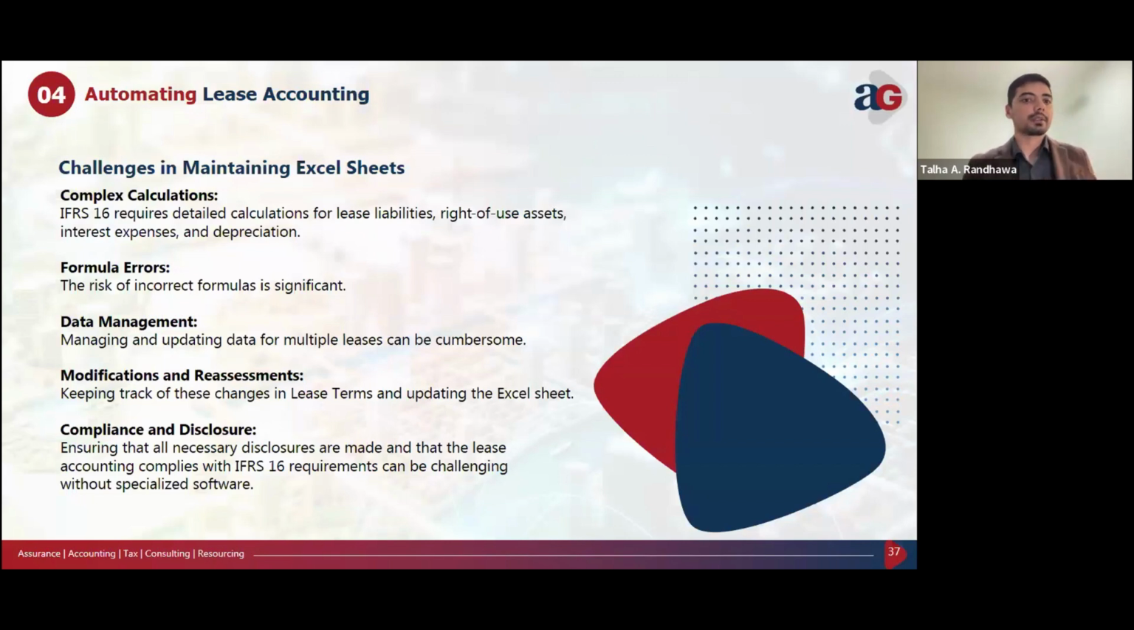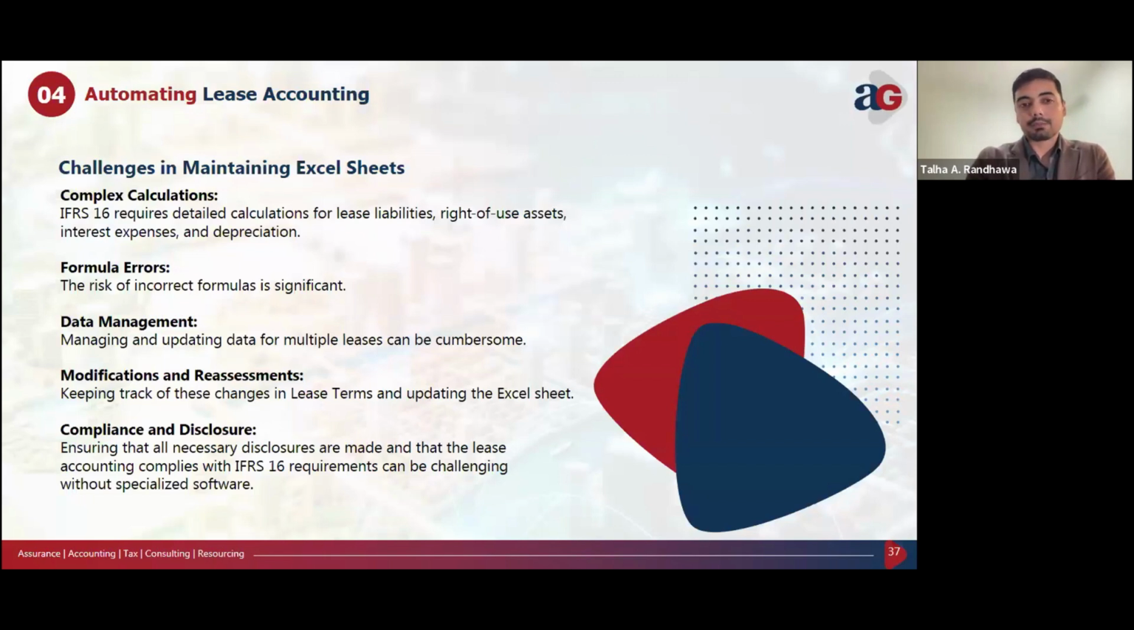Second thing is formula errors. Through our accounting careers, we have all seen that if anything goes wrong in an Excel sheet, tracing back is again a process of going back and checking it out and making sure everything is in line as well.